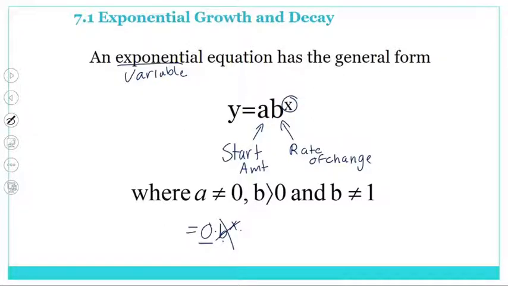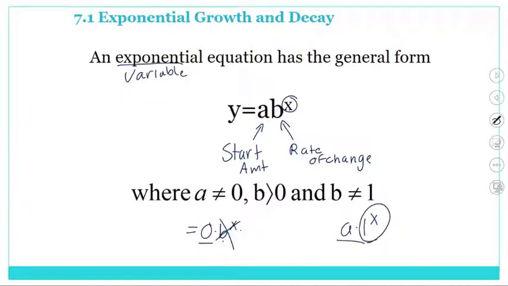And b can't be 1, because if b was 1, you'd have a times 1 to the x power. And if you do your order of operations, you always do the exponents before you do the multiplying. And 1 to any power would always just be 1. 1 to the 5th power, 1 to the 4th power, 1 to the 19th power, wouldn't matter. 1 to the negative something power, it would always be 1. So a times 1 would always be a. Again, it makes the whole thing useless. So those are the parameters, for those reasons.